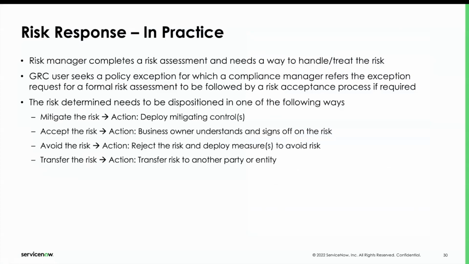Now, in practice, what we're going to do is have different actions based off the different risk responses that we choose. So here we can see mitigate is going to pertain to deploying those mitigating controls. Accepting that risk is going to pertain to assigning a business owner and having them understand and sign off on that risk. Avoiding the risk is going to need the action of rejecting the risk and deploying measures to avoid it. Lastly, transferring that risk is going to essentially transfer the risk to another party or entity so it can be dealt with there.